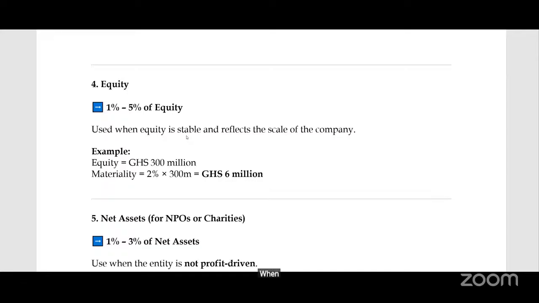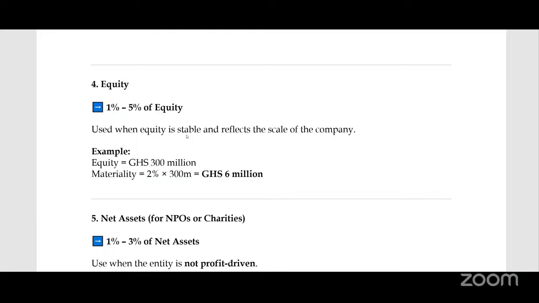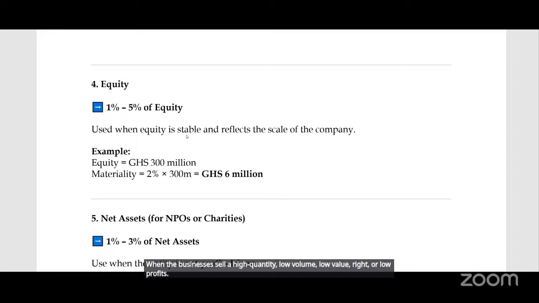When do we use a percentage of profit before tax? When it is profit heavy, or profit oriented. Where do we use a percentage of revenue? When the businesses sell a high quantity, low volume, low value, or low profits. Okay, so that's when you use that.